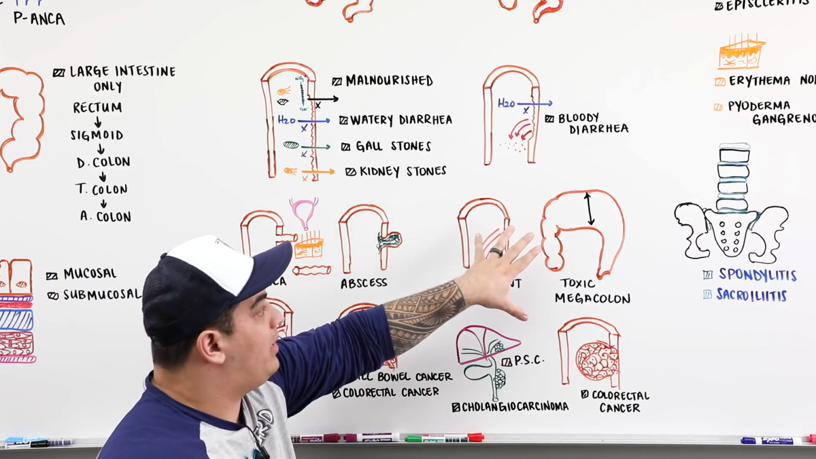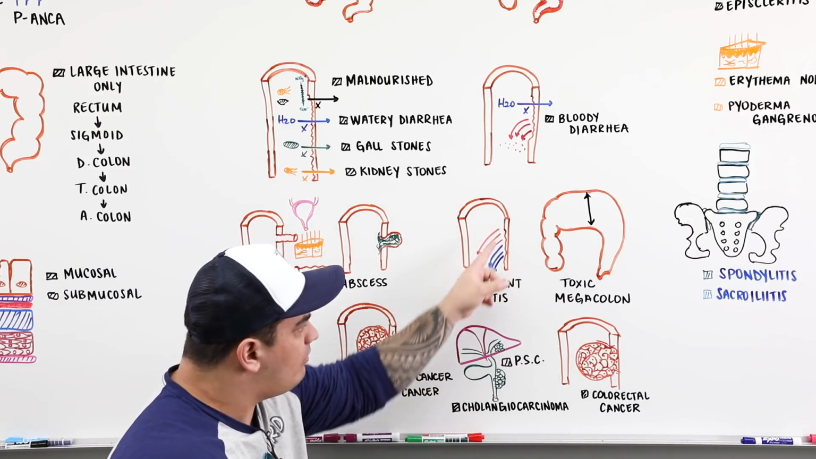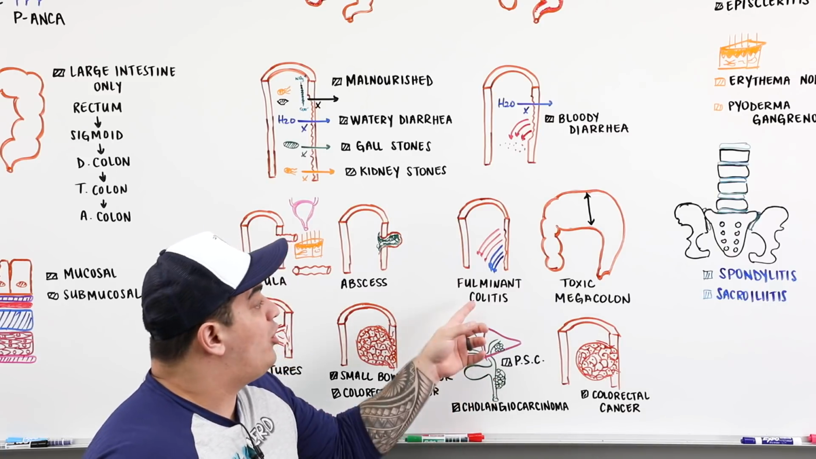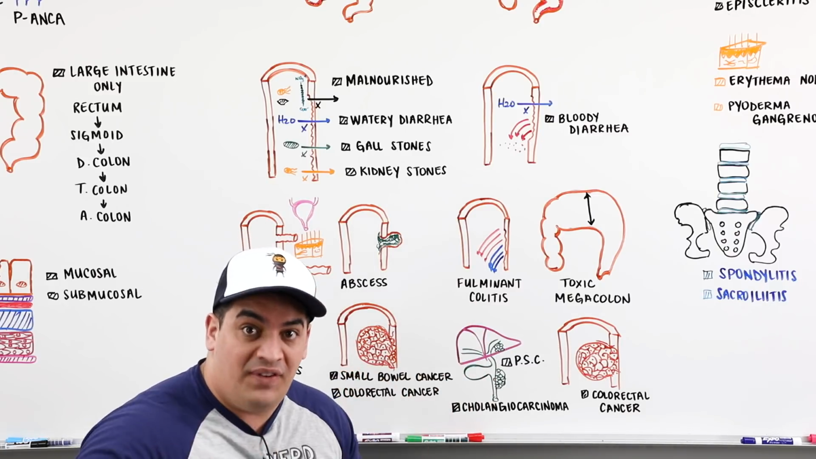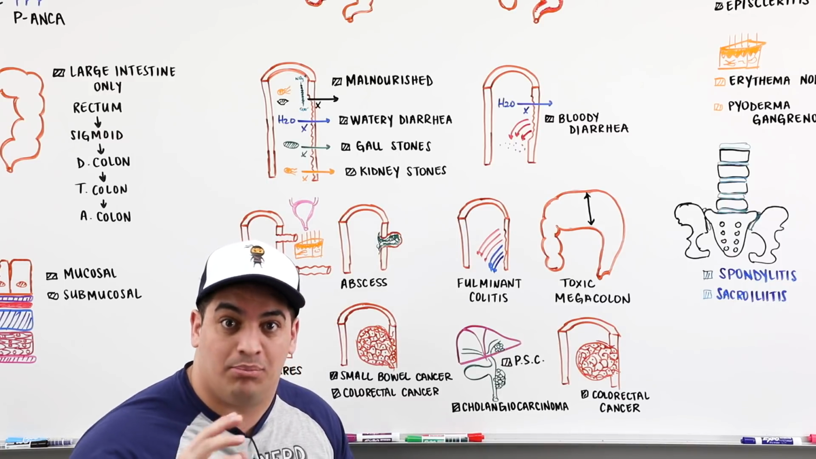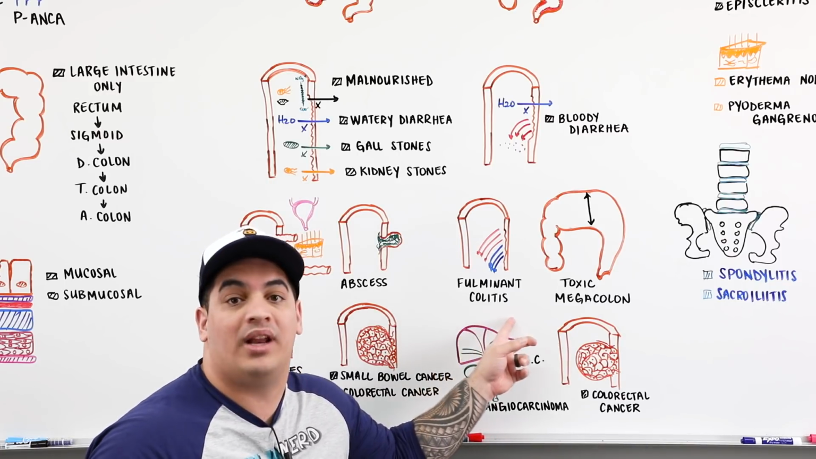Other GI tract complications for ulcerative colitis: if you get a significant amount of inflammation of the GI tract wall to the point where you're having signs of fever, elevated white count, and 10 plus stools a day of bloody diarrhea, that's called fulminant colitis.